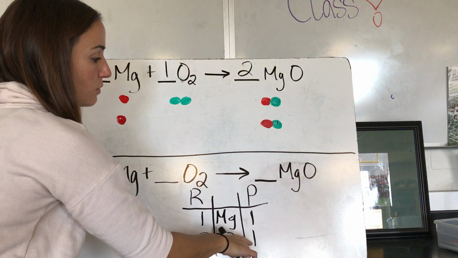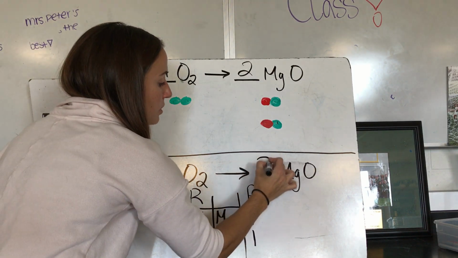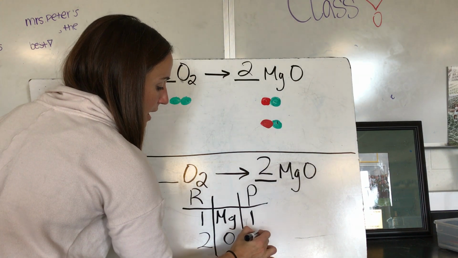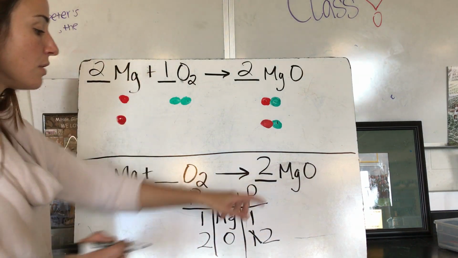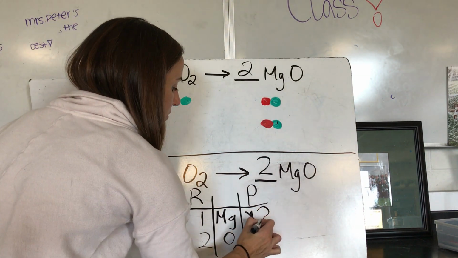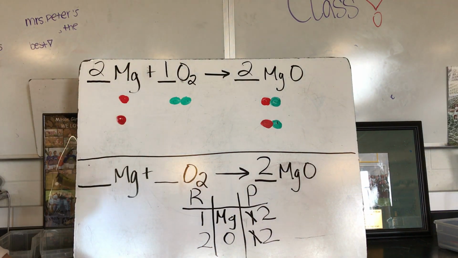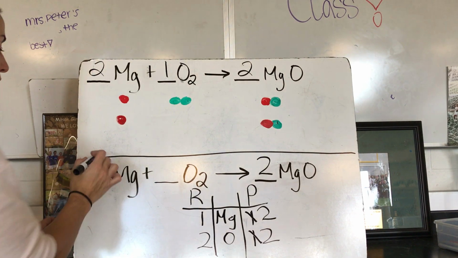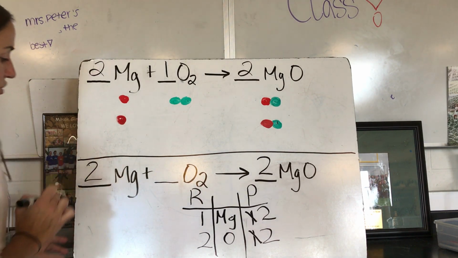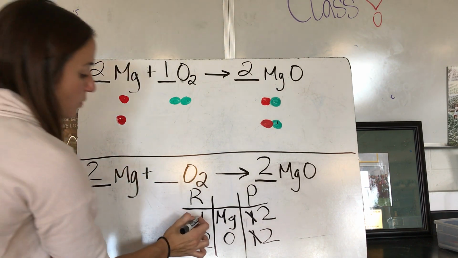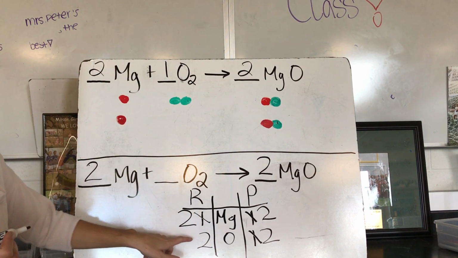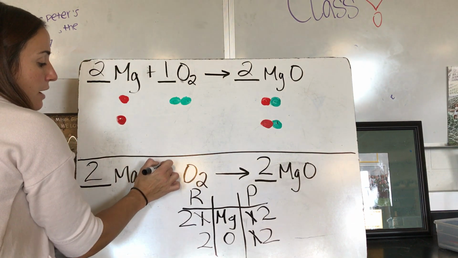So in order to get 2 over here to match this, I'm going to put a 2 here. And when I do that, that does change my oxygen to a 2, but it also changes my magnesium to a 2 as well. Okay, so my oxygen are now balanced, but my magnesium are not. So I have to come back over here and change that to a 2. So 2 times 1 gives me 2. 2 and 2 for magnesium, 2 and 2 for oxygen. Again, I can put a 1 here.